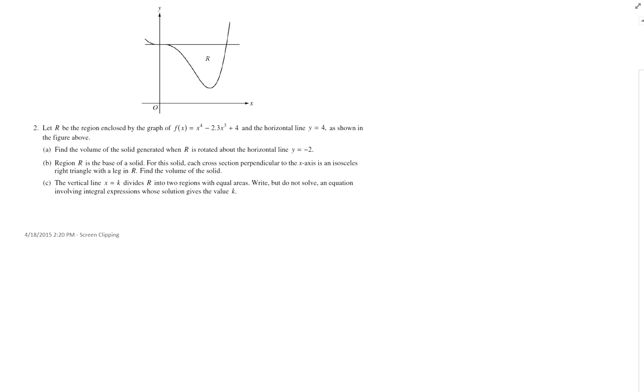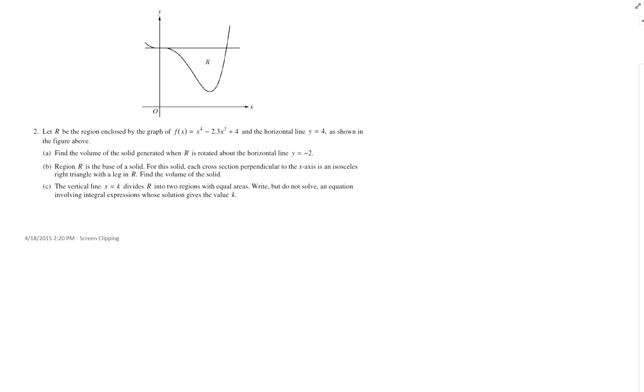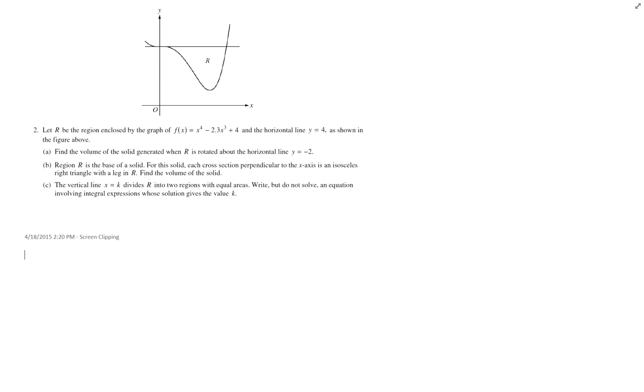This is number 2, 2014. Hopefully when you see a problem like this and you go, okay, this is an area volume kind of problem, this is 7, 8, or 9 points. I hope that's what you're thinking. And I'm always surprised by how low the averages are for these problems.